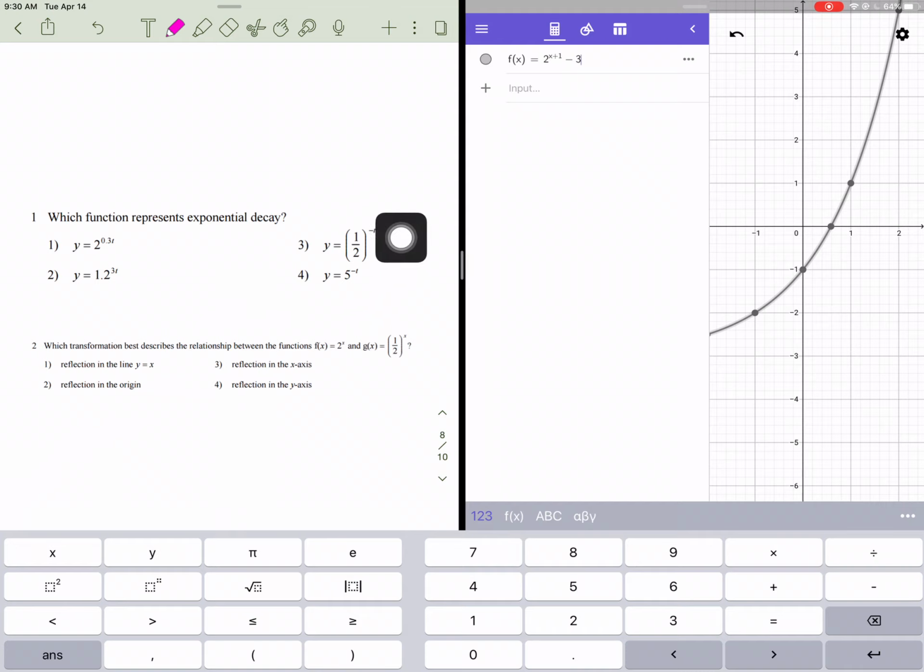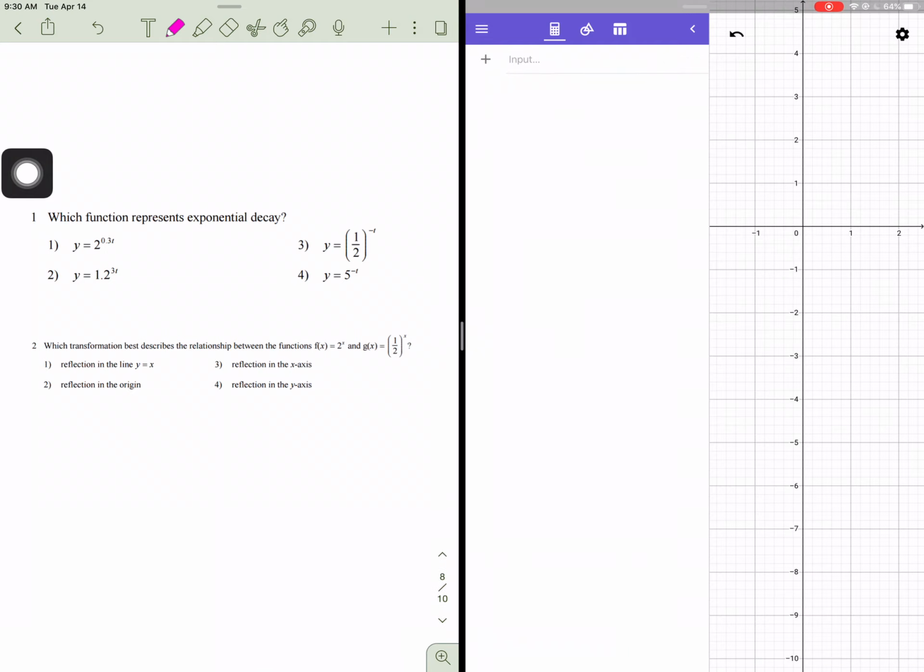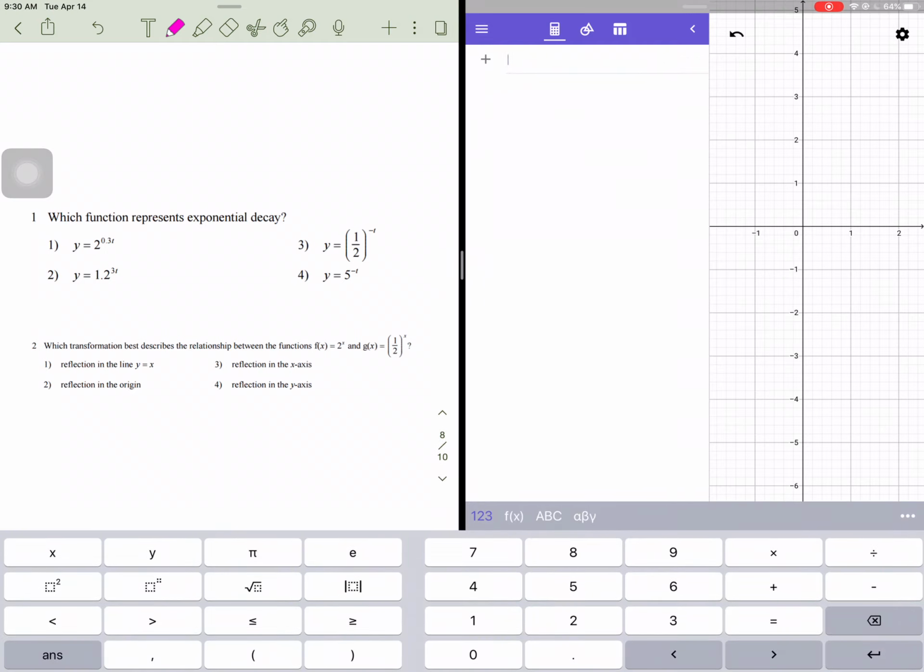A lot of people want to pick 3 right away, but really the easiest way to tell if something is exponential decay is to graph it. So how do we answer this? Just graph it. Let's see, 1/2, and that raised to the negative x. Is that decay? It's not. People always want to pick that one, but it's not. Just graph them until you find the one that is decay. Let's see. I think it might be 5 raised to the negative x. There it is. Choice 4.